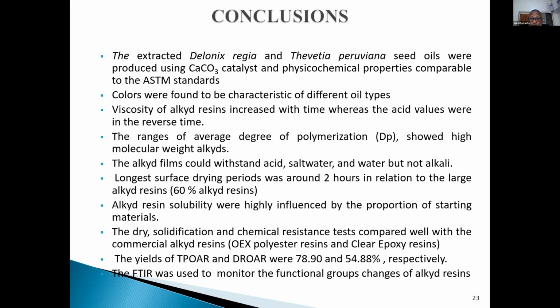We extracted our two seed oils using calcium carbonate, and we compared the physicochemical properties. We found the colors were characteristic of the different types of oil. The viscosities were measured. The range of degree of polymerization shows the molecular weight increases. Then we have active films, and we had a long surface drying period of about 2 hours, for standard 60% accuracy. The solubility was highly influenced by the proportion of starting material. Solidification and chemical resistance tests compare well with commercial Alkyd resins. The yield for Theventia Peruviana is 78.9, and for Delonix Regia is 54.88. The FTIR, of course, was used to monitor the progress of the reaction. Thank you for this opportunity.